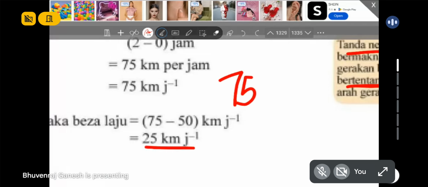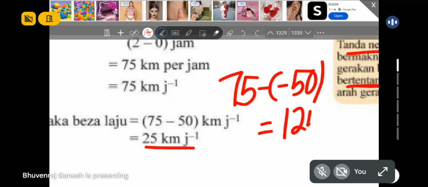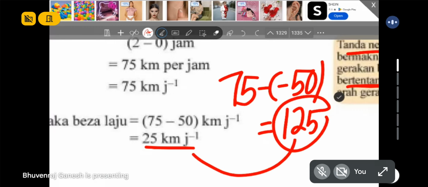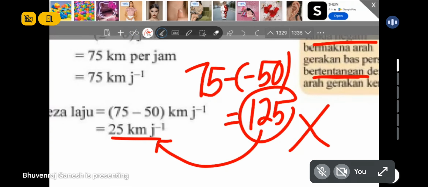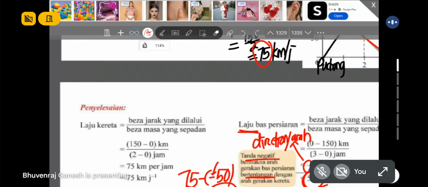Because if you put negative 50, right guys, kalau kamu ambil negative 50, jawapan dia jadi macam ni. Dia beza. Nampak? Can you see the difference? Totally wrong already. Your answer is not the same if you take negative. Okay? So tak boleh ambil negatif, sebab laju. Alright? Okay, so yeah.